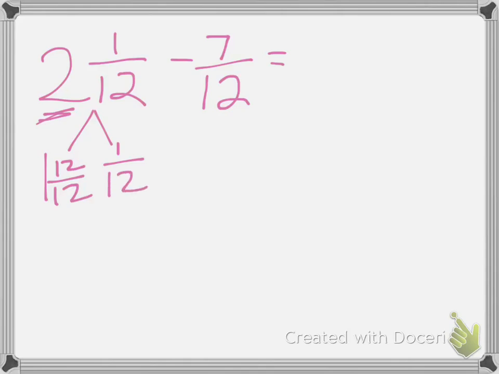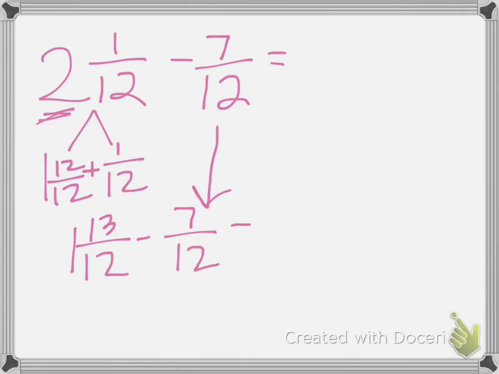So what can I turn this into? Well, I know that if I add these two together, I can get a new fraction. So I'm going to turn this into 1 and 13 twelfths, because 12 plus 1 equals 13. And then I'm going to bring that 7 twelfths down. Subtract 7 twelfths. And go ahead and solve it right down here.